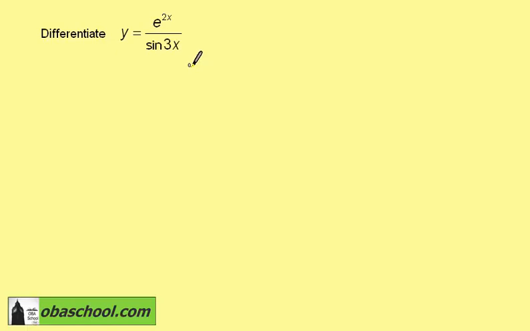We want to differentiate y is equal to e to the 2x divided by sine 3x. We should recognize this as a quotient. We would have u equal to e to the 2x and v equal to sine 3x.